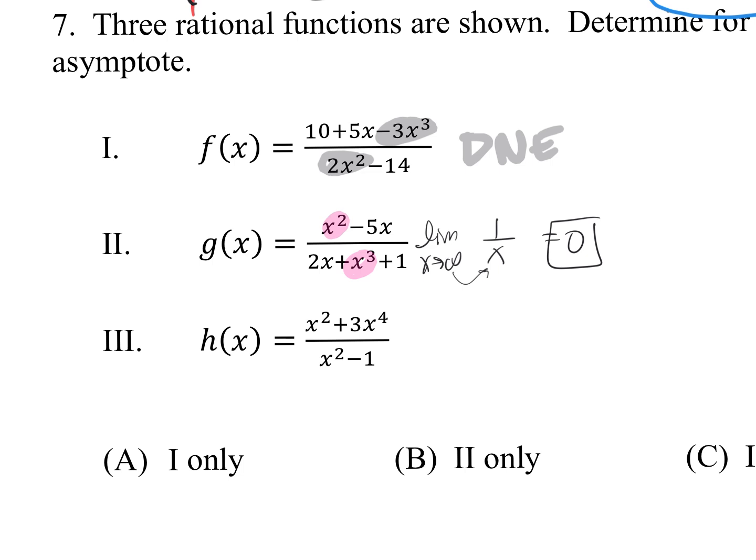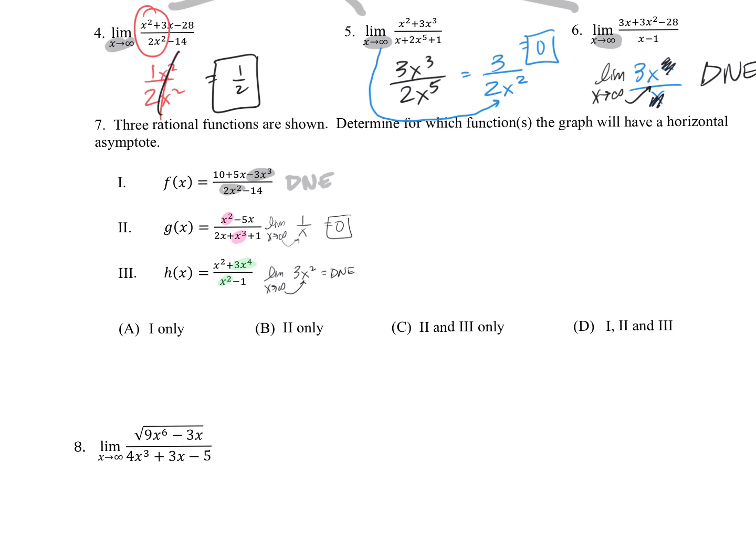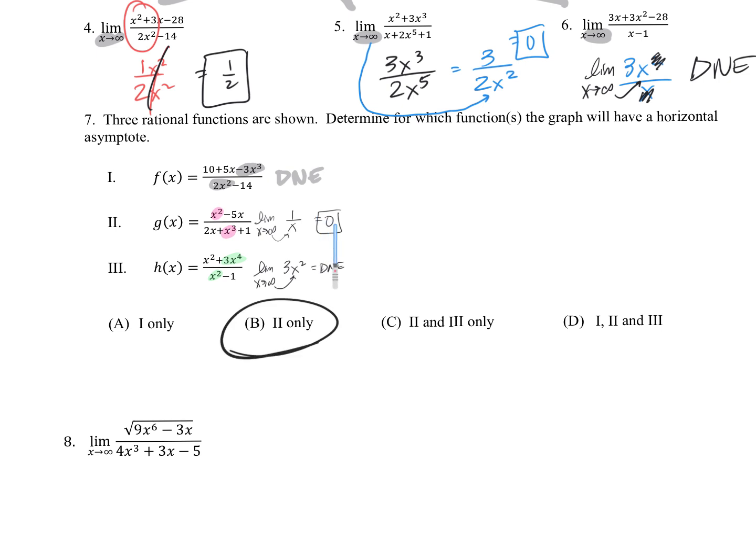Option 3. Say it again. This, yes, to the 4th on the top is to the 2nd on the bottom. So when things cancel out, wouldn't I be left with 3x squared on top? As x approaches infinity, that would go to infinity. So it doesn't exist. Final answer? Yeah, a horizontal asymptote of 0 works. It can be 0.